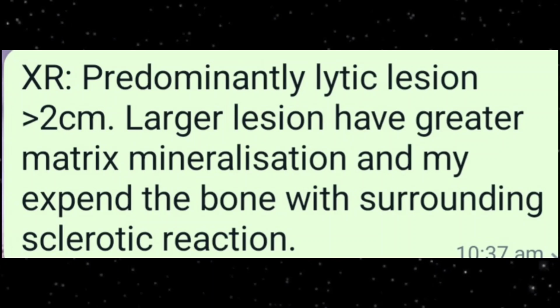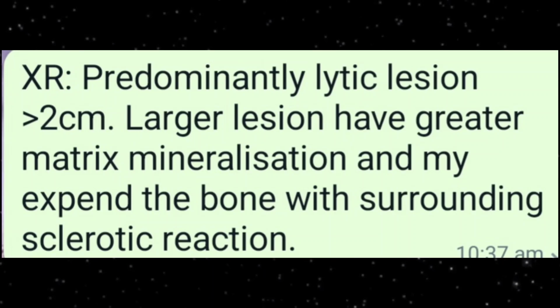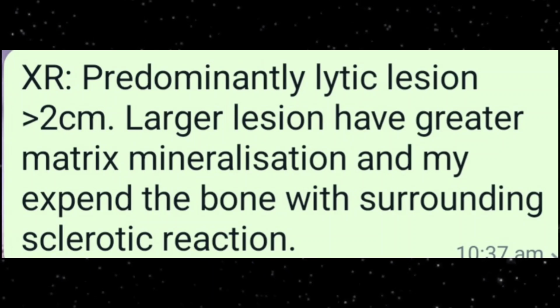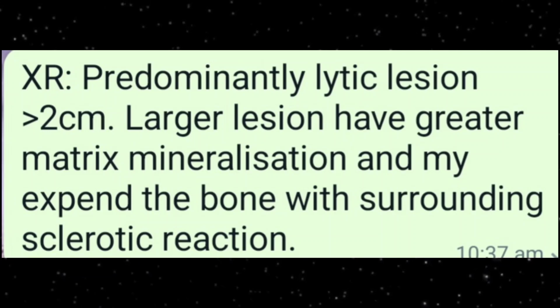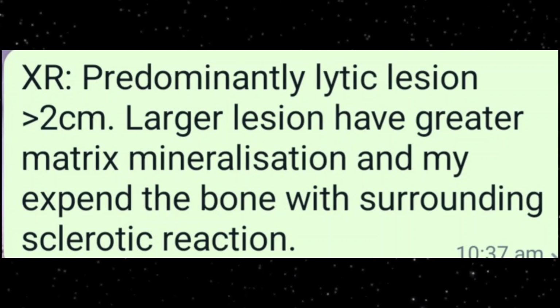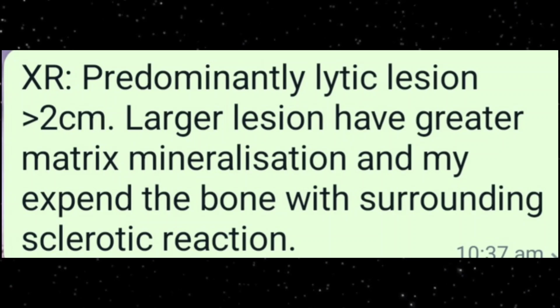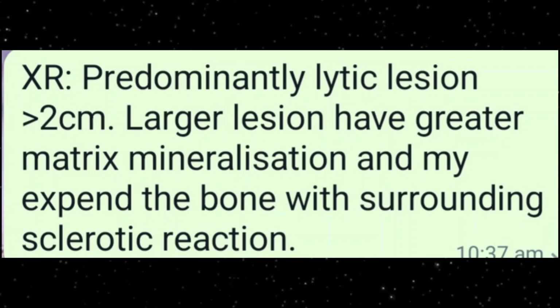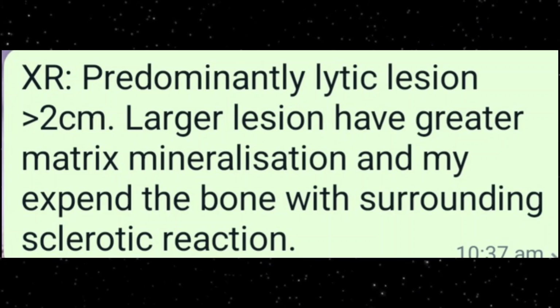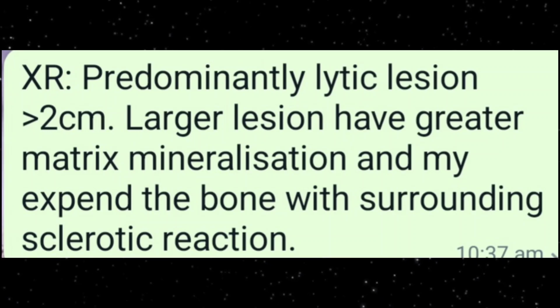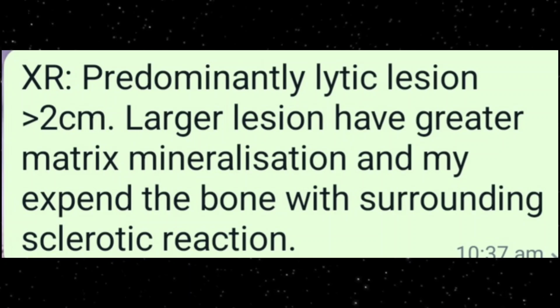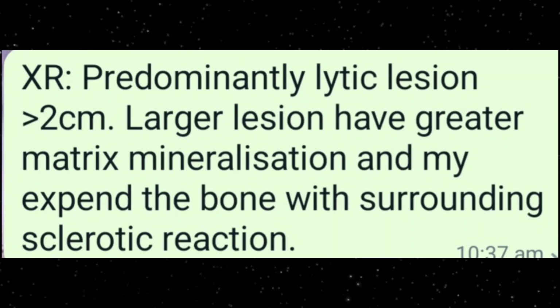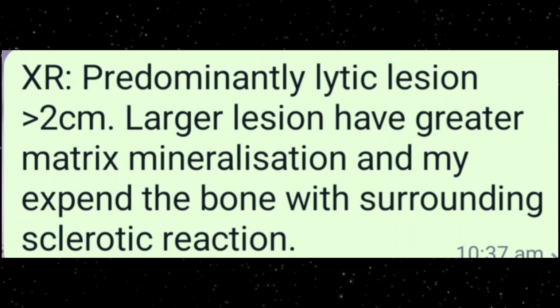On X-ray, the finding is a predominantly lytic lesion of more than 2 centimeters. Larger lesions have greater matrix mineralization. You can appreciate the mineralization and also the expansion of the bone with surrounding sclerotic reaction. This is quite easy to appreciate on the conventional radiograph because it happens to be a predominantly lytic lesion.